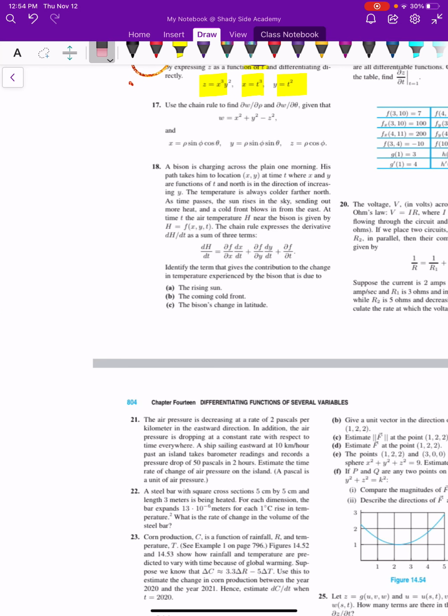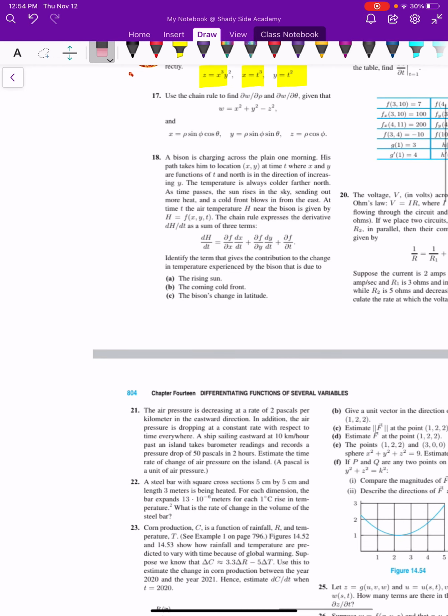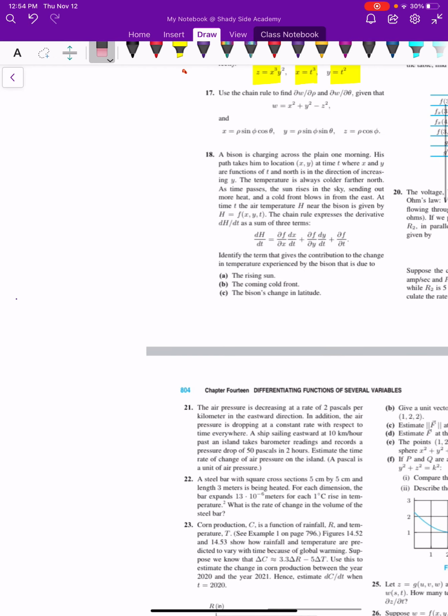So here's the continuation. Okay, so this bison question. So here's the thing, everyone. This is kind of a chain rule in disguise. The most important thing, well, there are several things, but x and y are functions of t. Let's make sure we understand that yes, h is a function of x, y, and t, and x and y are also functions of t.